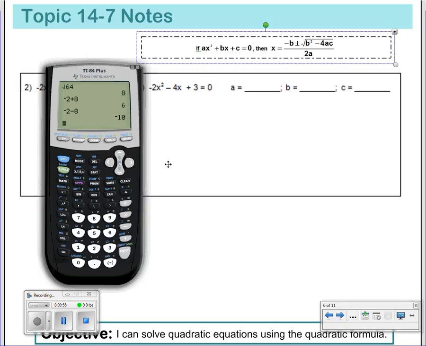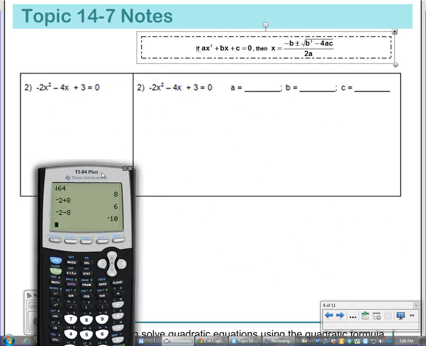Now let's use some problems that you actually cannot factor. The first one that we're doing is negative 2x squared minus 4x plus 3. Notice it's already in standard form. This is great because now we can find our ABCs. So A is equal to negative 2, B is negative 4, C is a positive 3.